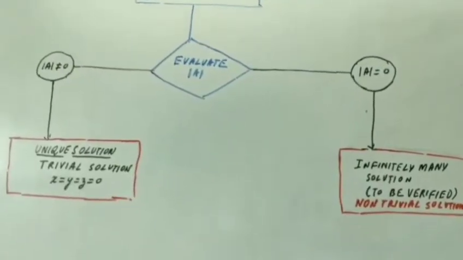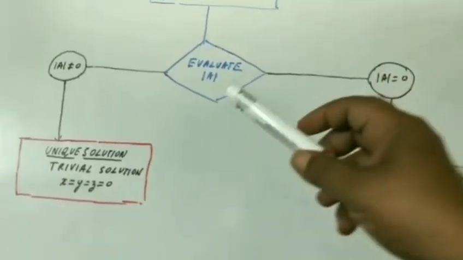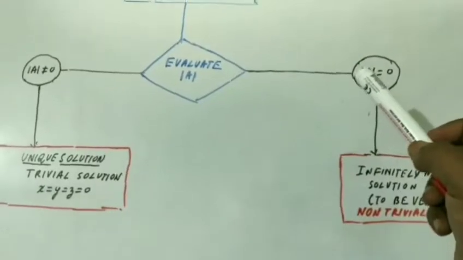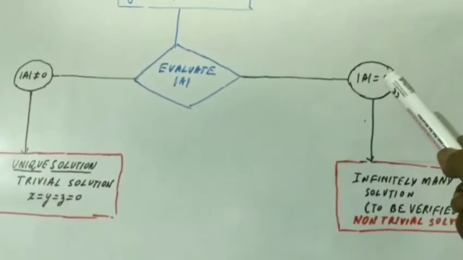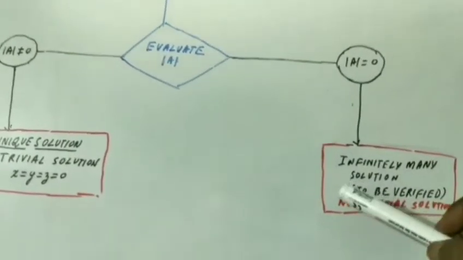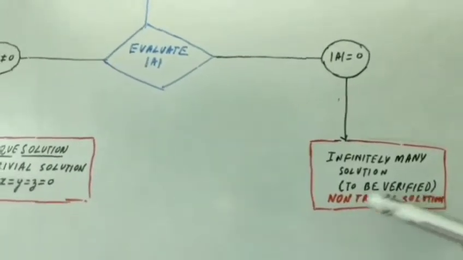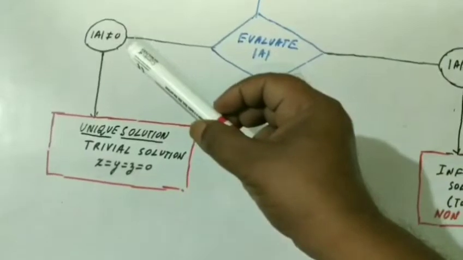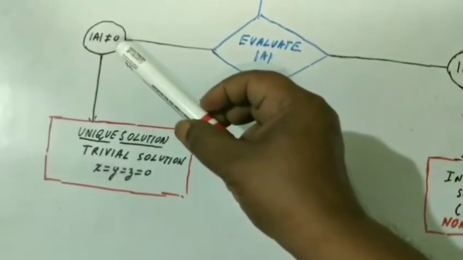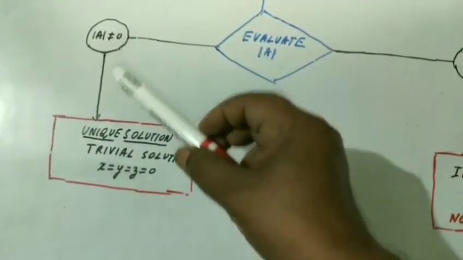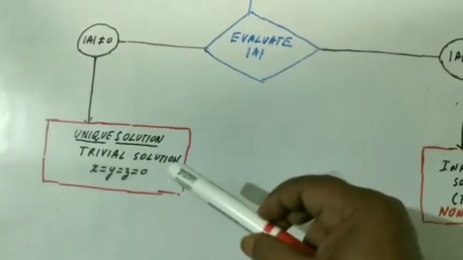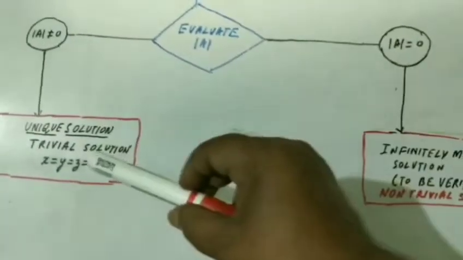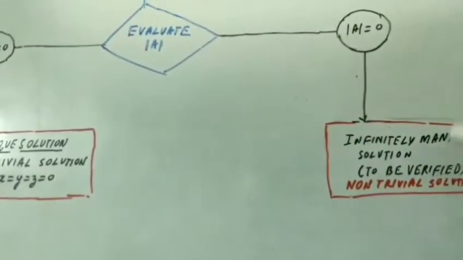One thing has to be kept in mind: if the determinant of A is equal to 0, it is a non-trivial solution. And if the determinant of A is not equal to 0, it is called a trivial solution. This trivial and non-trivial should be kept in mind.